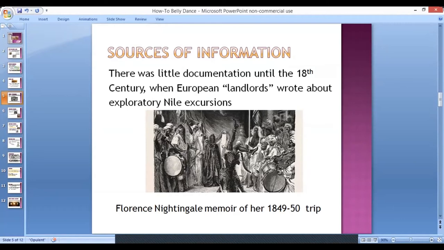So this picture is actually of a wedding procession. You can see the dancer is doing a cartwheel, so still some of that acrobatic stuff going on. Of interest, and I have a reference page at the end of this presentation, that a young Florence Nightingale traveled on the Nile River in 1849 and 50 and made observations about what she saw, what she thought of the people, how her hosts interacted, etc.